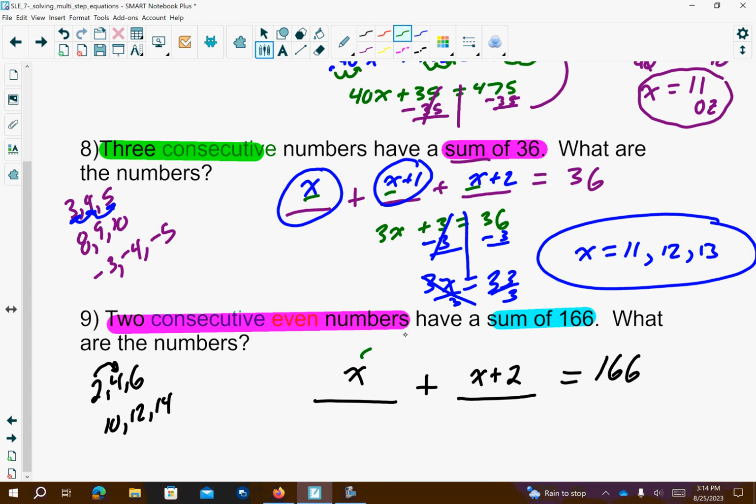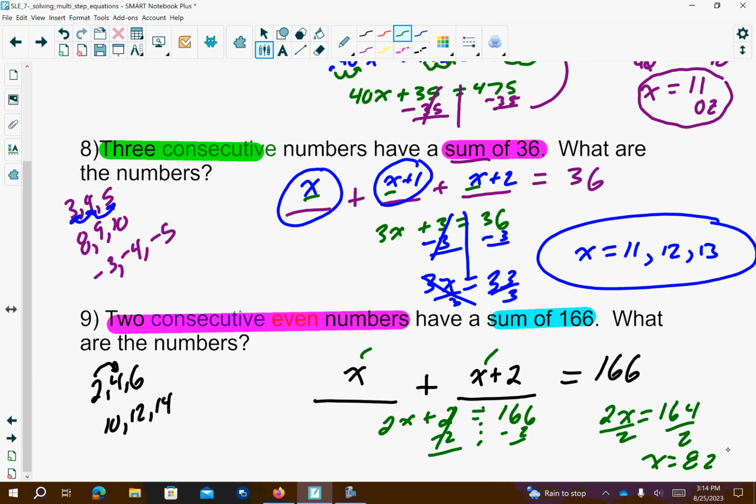Now we can go ahead and combine like terms. So x plus x is 2x plus the 2 equals 166. Subtract 2 from both sides. These cancel. So I get 2x is equal to 164. Divide both sides by 2. So x is equal to 82.